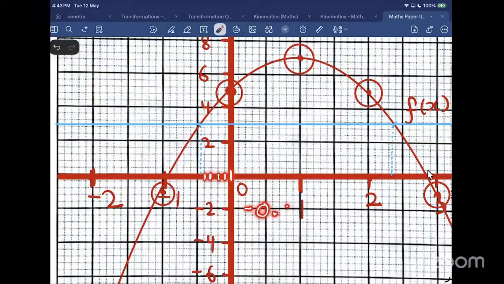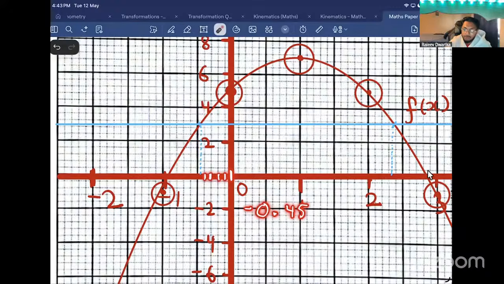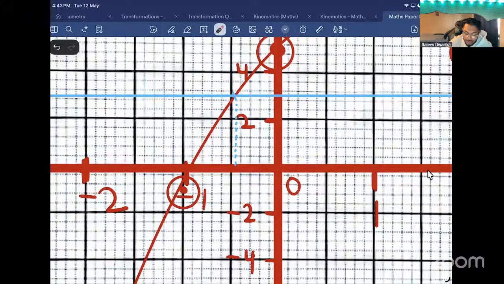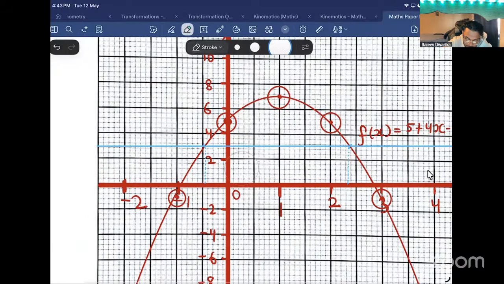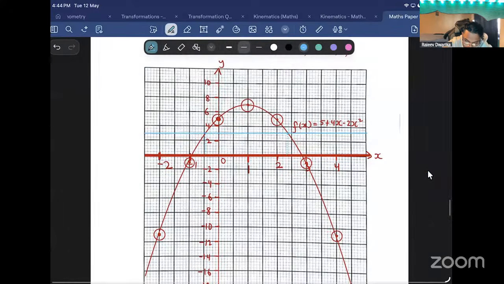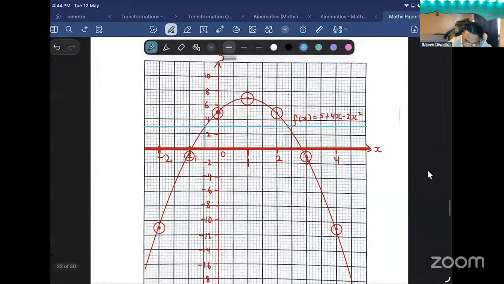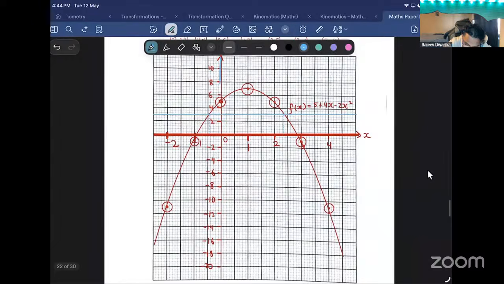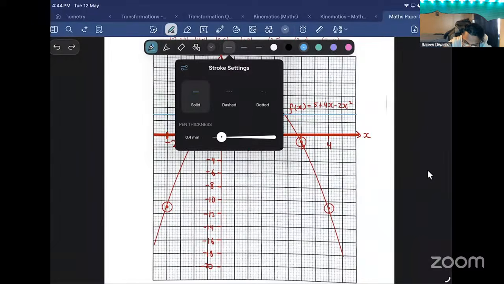Come on, guys. 0.4, 0.45. Why are you saying that? It's probably kind of hard to see because of how thick this thing is. Maybe I should make it a little less thick. I feel like there's some confusion because of how thick it is.